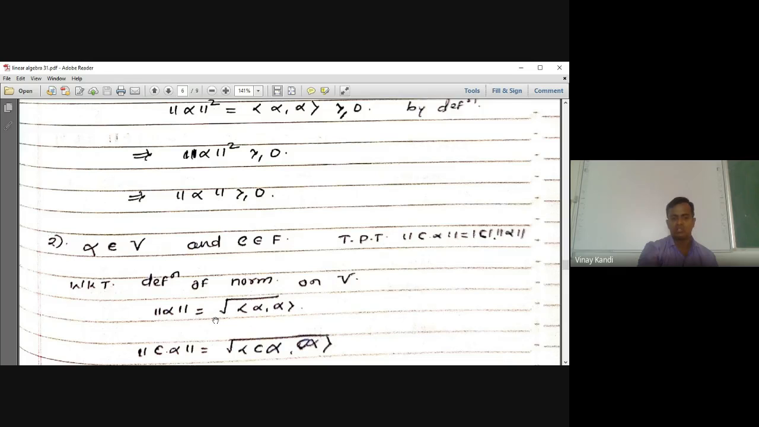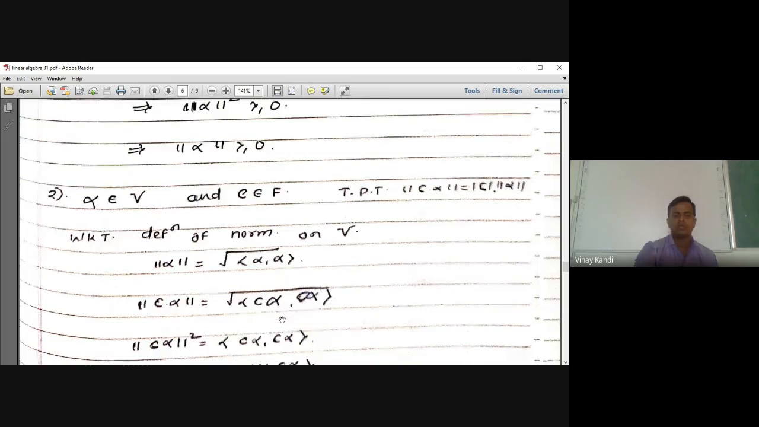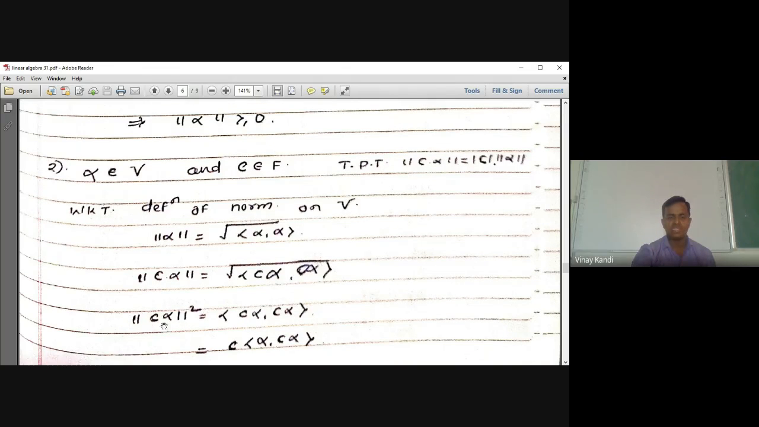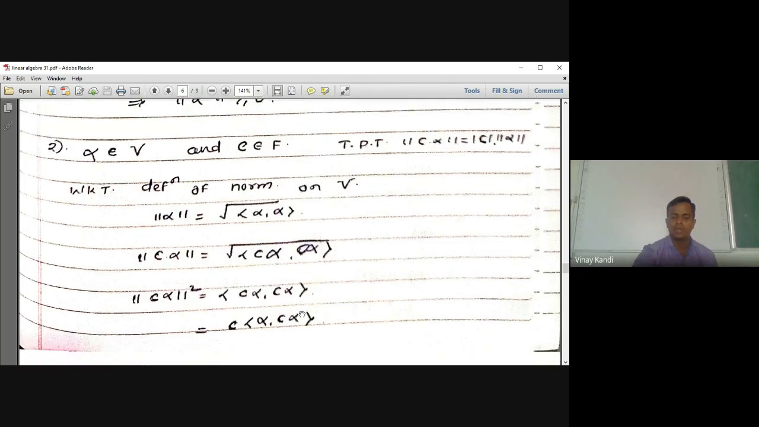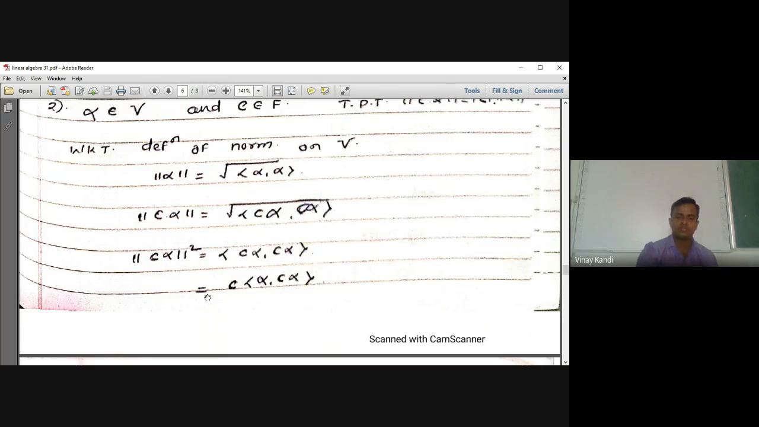Norm of alpha is equal to the positive square root of the inner product of alpha with itself. Hence, by this definition, we can write norm of C alpha is equal to the positive square root of inner product of C alpha with C alpha. Taking square on both sides, we get norm of C alpha square is equal to inner product of C alpha, C alpha. By the linearity property, C comes outside the inner product: C into inner product of alpha, C alpha.